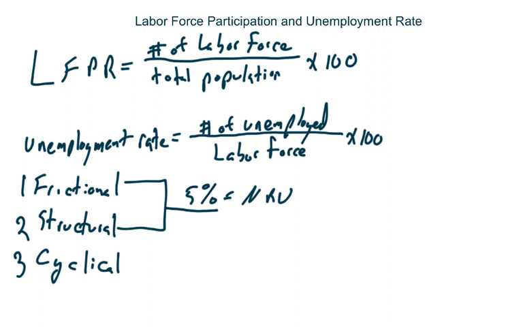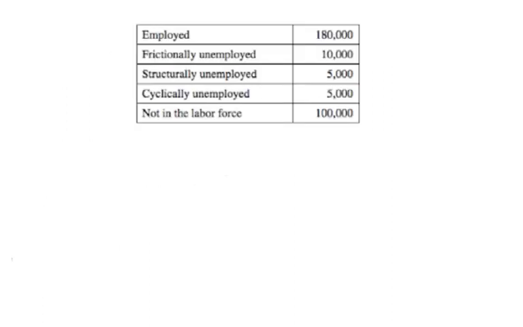All right, so let's put our formulas to use. Here we have a table with information. Let's find the unemployment rate for this country. What numbers do we need to add up together? Well, the formula tells me we need the number of unemployed over the labor force. So how many people are unemployed here? We have 10,000, 5,000, 5,000. That's going to give me 20,000 people that are unemployed.